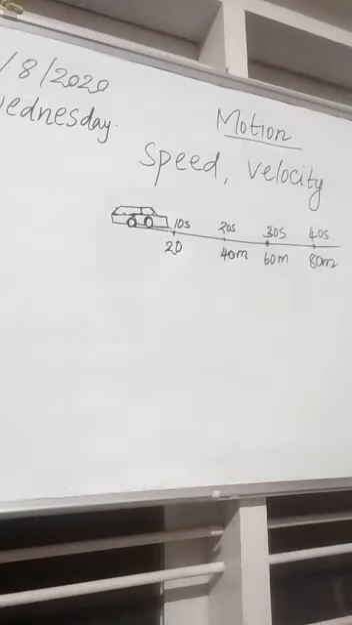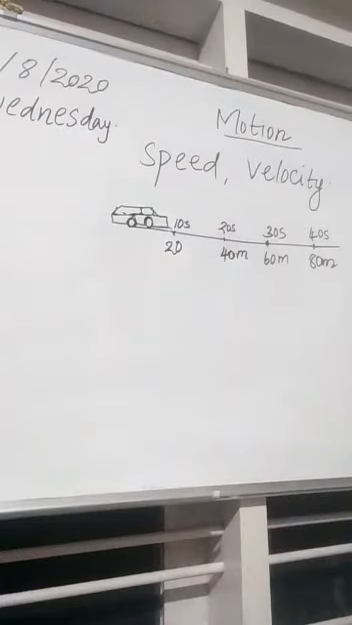Hi children, in our previous class, I have explained about speed and velocity. Also, you have seen what is uniform speed and non-uniform speed. Again here, we can see now what is velocity, uniform velocity, when an object is moving with uniform velocity, and non-uniform velocity.